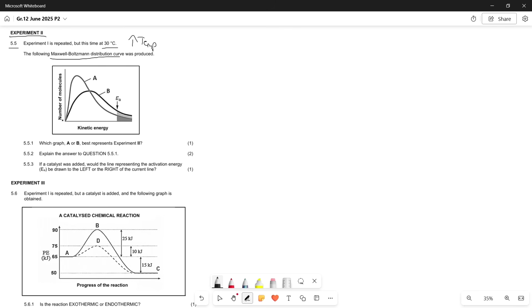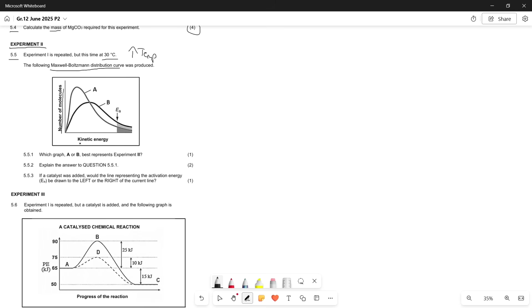So on our left over here, it says number of molecules. So this is how much of the substance we have before it converts and becomes a product after our activation energy. And then at the bottom over here, we have our kinetic energy, which is the amount of energy each particle has. So we're just looking at the number of molecules or particles and the kinetic energy they all have. So 5.5.1 says which graph, A or B, best represents experiment 2, where we have the higher temperature. The previous temperature was 23 degrees Celsius, and now we're dealing with 30 degrees Celsius for experiment 2, which means our answer for this question is graph B, and I'll explain why.